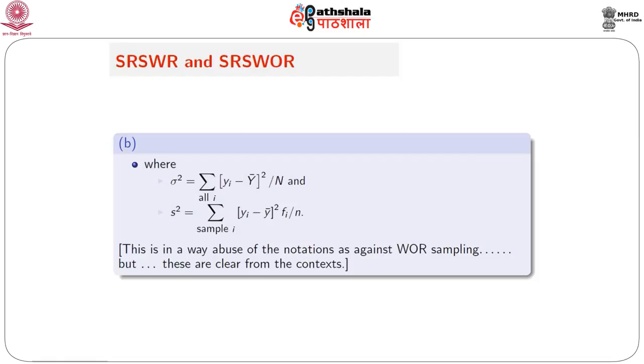You must note that these are the quantities used in the context of with replacement sampling, but in the context of without replacement sampling, the divisors are a little bit different, and we talk about sigma square and capital S square as was introduced earlier. So there is some abuse of notation as against without replacement sampling, but these are always clear from the context.